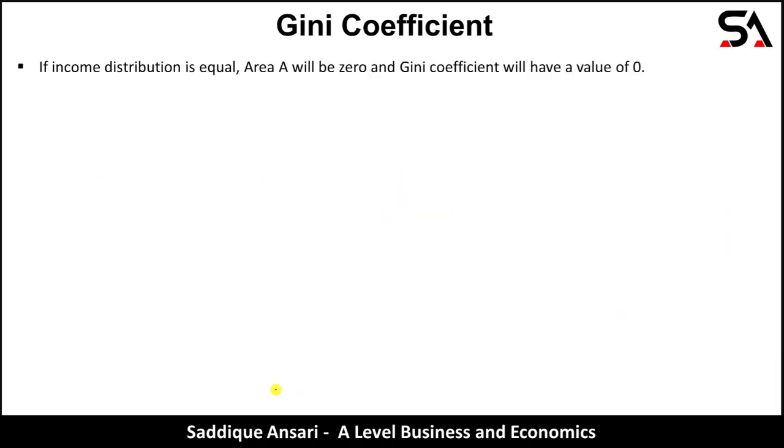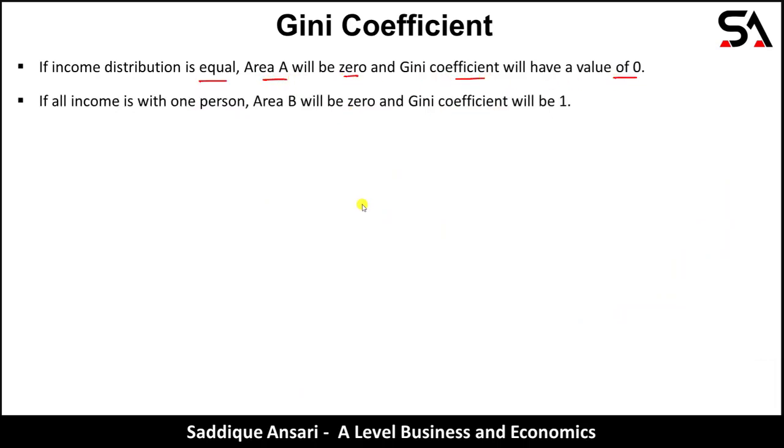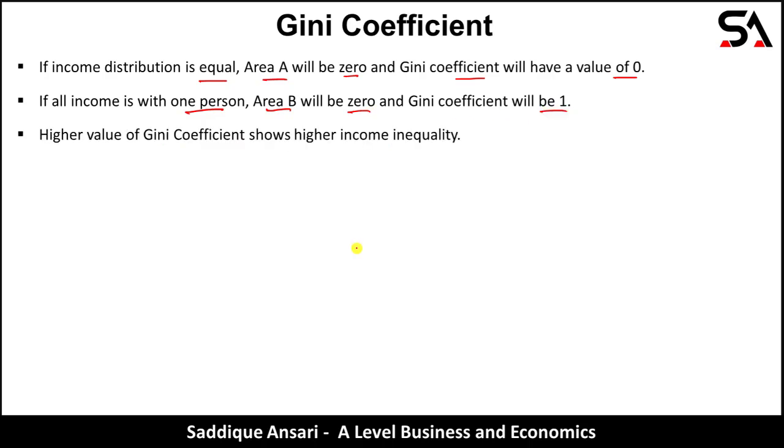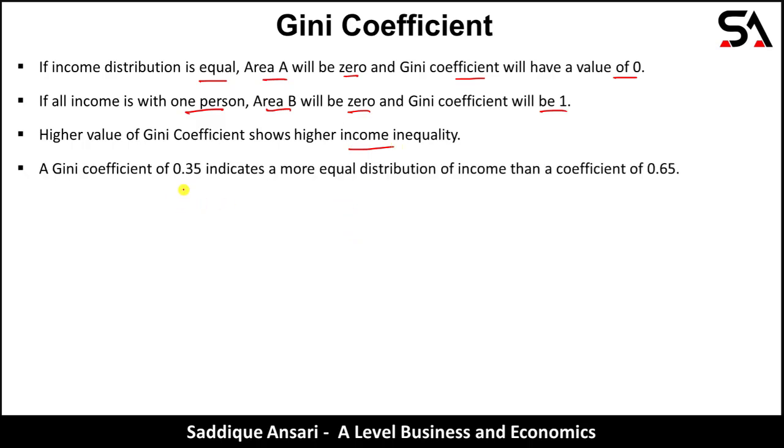If income distribution is perfectly equal, area A will be 0 and Gini coefficient will have a value of 0. If all income is with one person and all other people in the country have no income, then area B will be 0 and Gini coefficient will be equal to 1. Higher value of Gini coefficient shows higher income inequality. A Gini coefficient of 0.35 indicates a more equal distribution of income than a coefficient of 0.65. Or you can say that a country having Gini coefficient of 0.35 has less unequal distribution of income as compared to a country having Gini coefficient of 0.65, where there will be more unequal distribution of income.